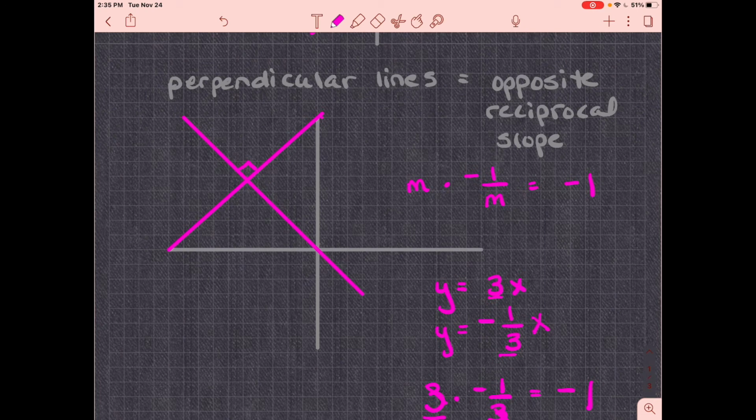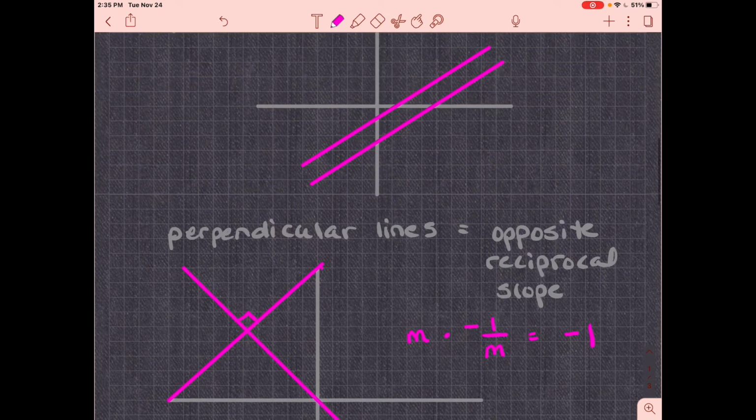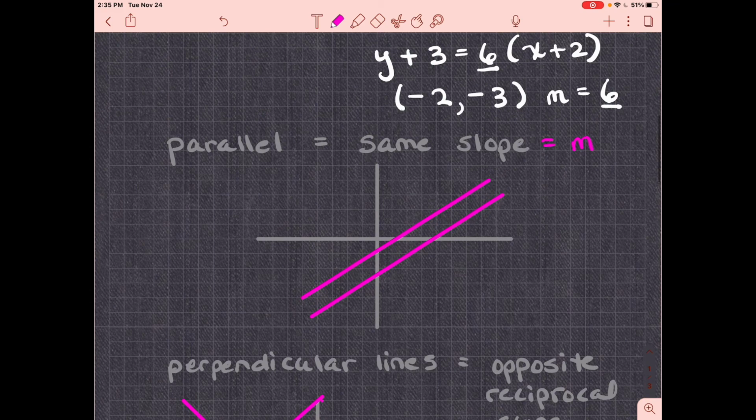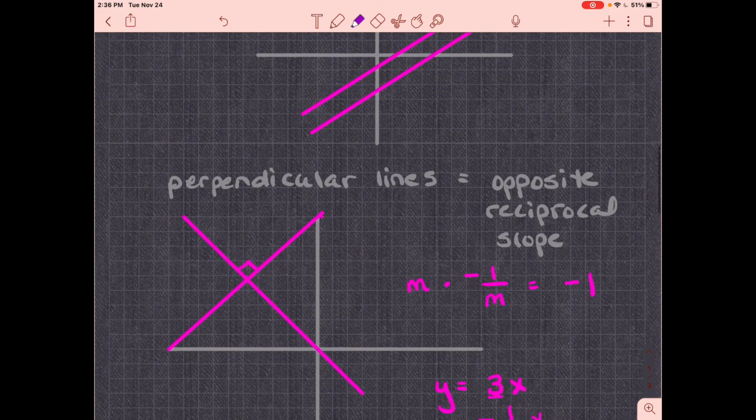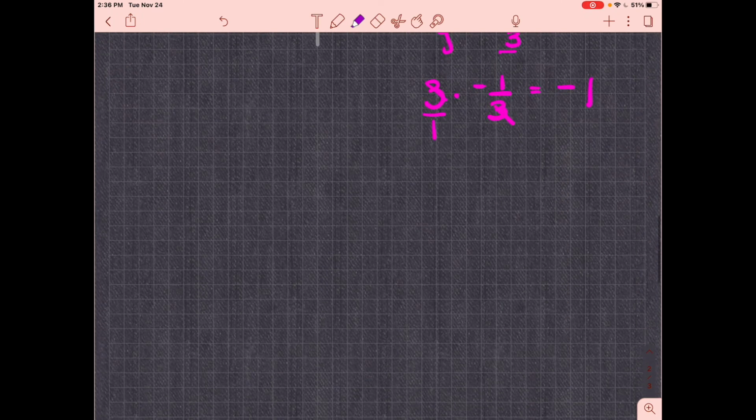So why is this important? We can know that parallel lines have the same slope, and we can know that perpendicular lines have opposite reciprocal slope. Make sure you get both. You have to do two things. Opposite means change the sign, and reciprocal means flip it upside down. Make it a fraction if it's not a fraction, and then flip it.